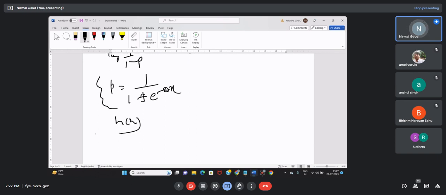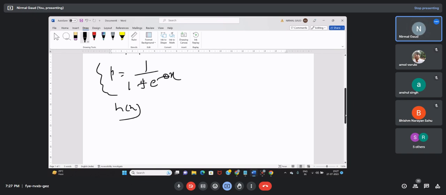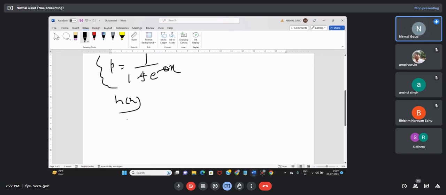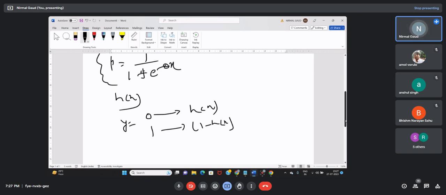Let me call it as h(x). And then, if you are tackling a binary problem, you have y as 0 and y as 1. So if it is 0, let us say its probability is h(x), then for 1 its probability is 1 minus h(x). Quite clear.